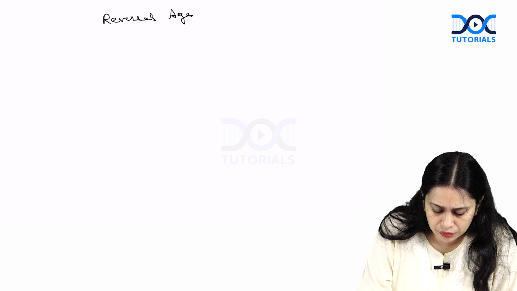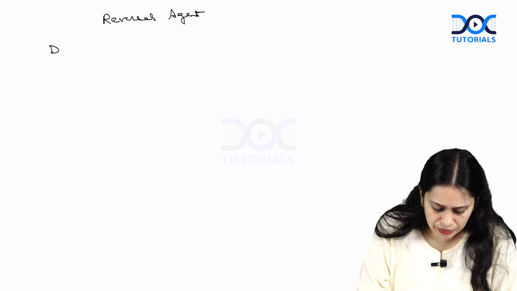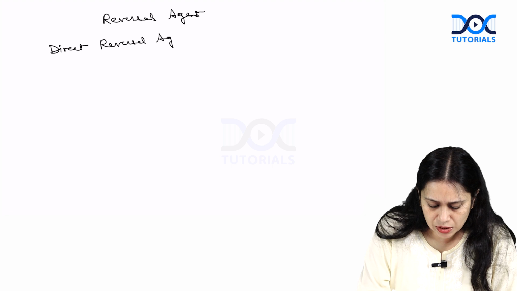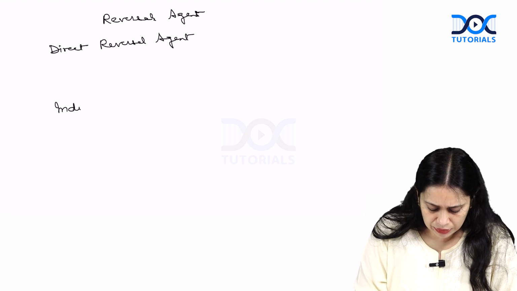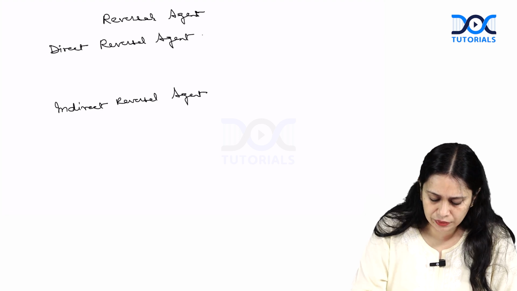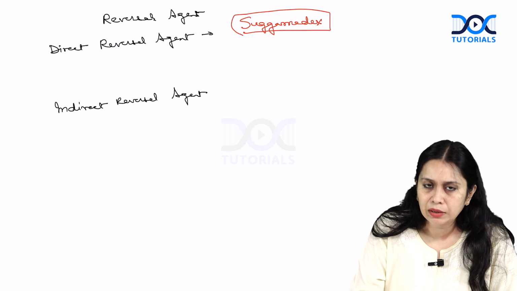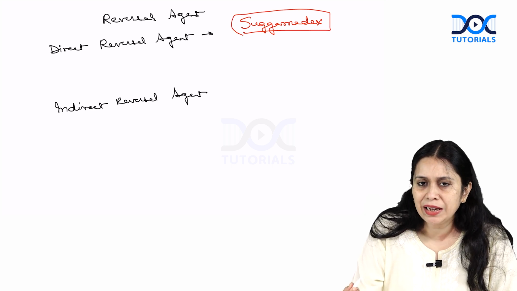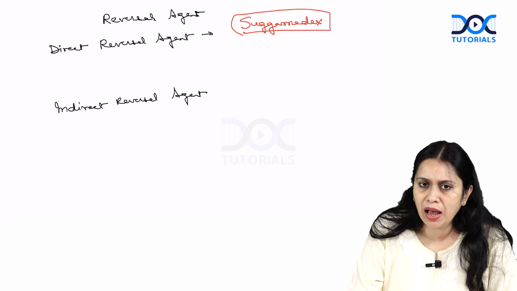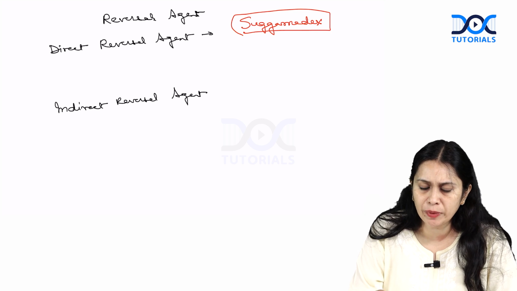So guys, for reversal agents we need to know a few things. Reversal agents can be divided into direct reversal agents and indirect reversal agents. Okay, for the direct reversal agents, we have to remember one very important drug, sugammadex. Now sugammadex, what does it do? Sugammadex is a direct reversal agent. It combines with rocuronium and vecuronium and stops the action of rocuronium and vecuronium.